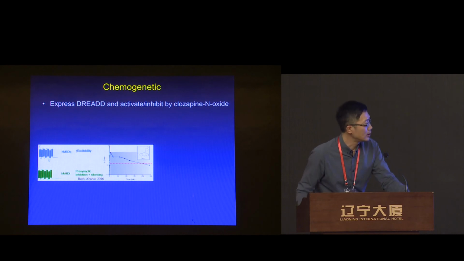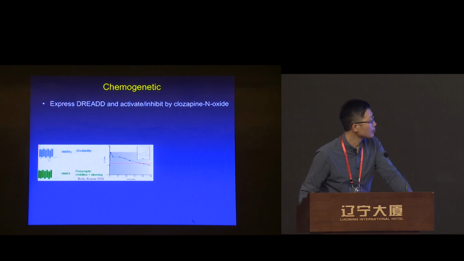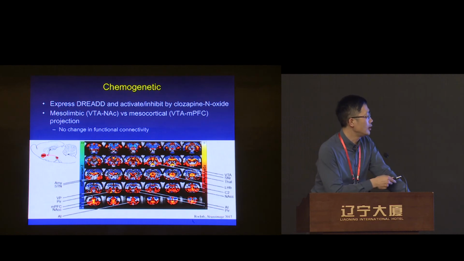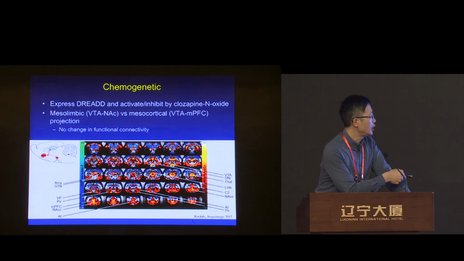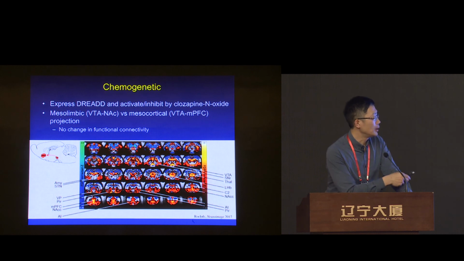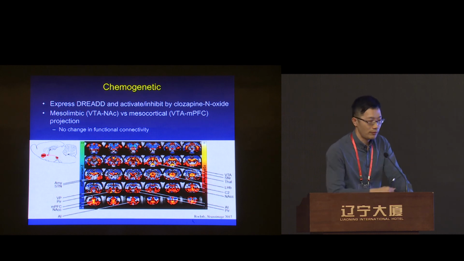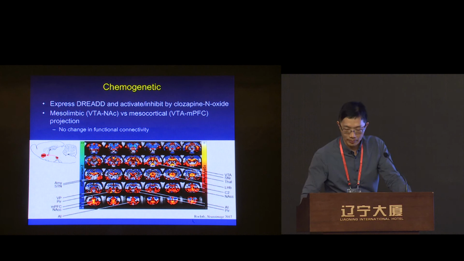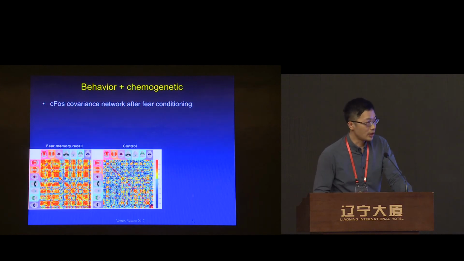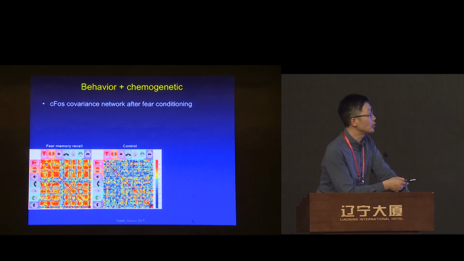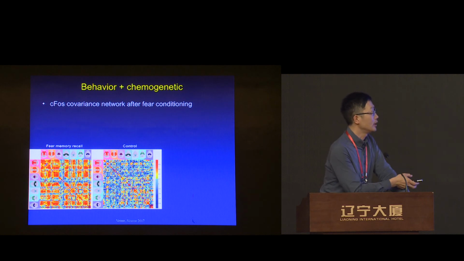Another way to modulate the pathway or network is by using so-called DREADD, activated by a drug called CNO. And recently, people showed that yes, you can activate certain pathways specifically, but it didn't seem to change the functional connectivity in the resting state.